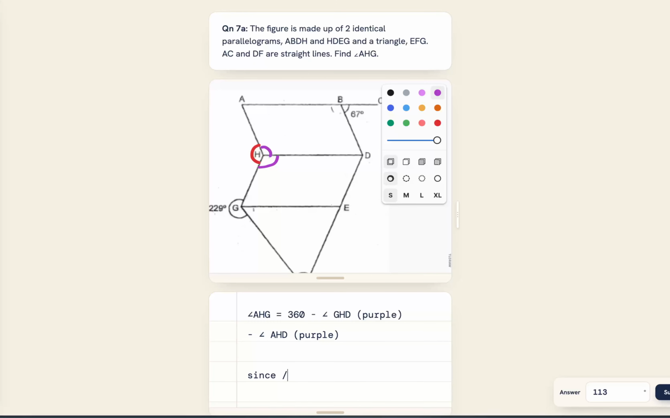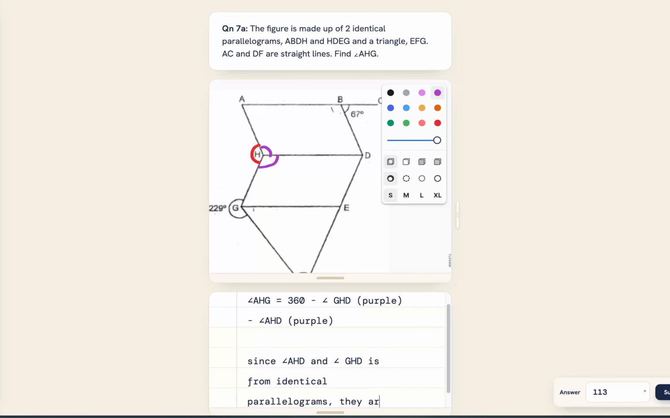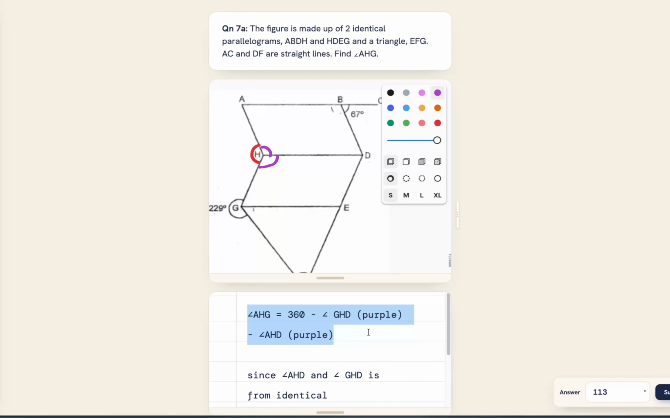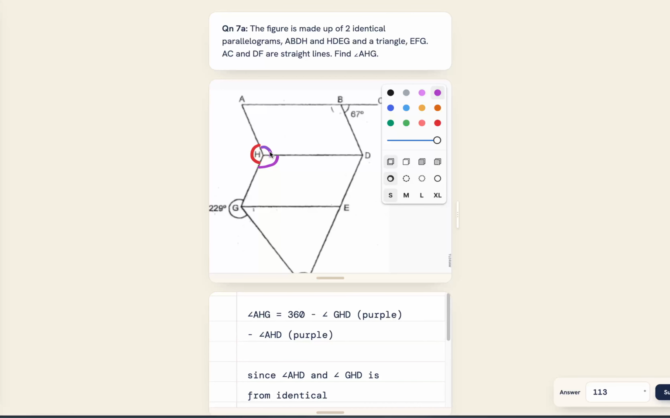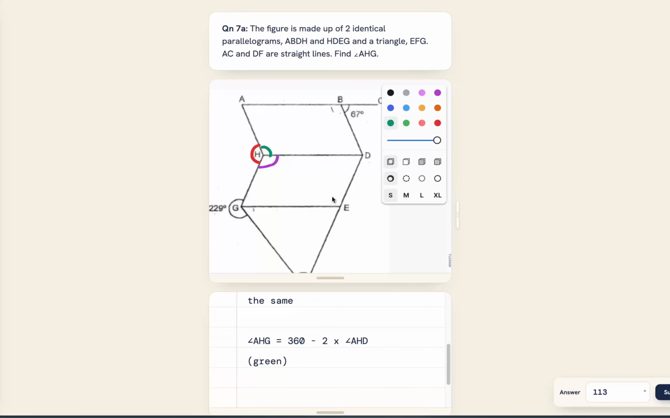Since angles AHD and GHD are from identical parallelograms, they are the same. So that means angle AHG is 360 minus 2 times AHD. For this, how do we get AHD? Let's change to a different color. This will be green. AHD is the same as ABD, so angle AHD is equal to angle ABD.